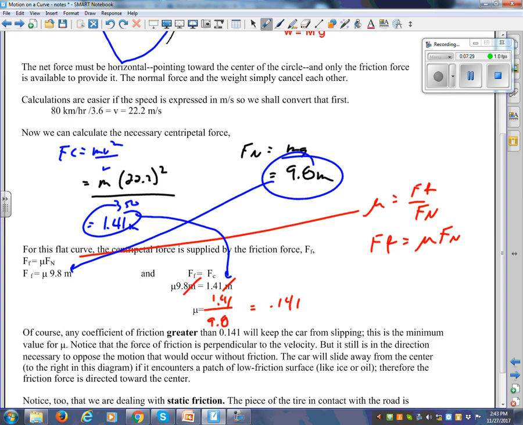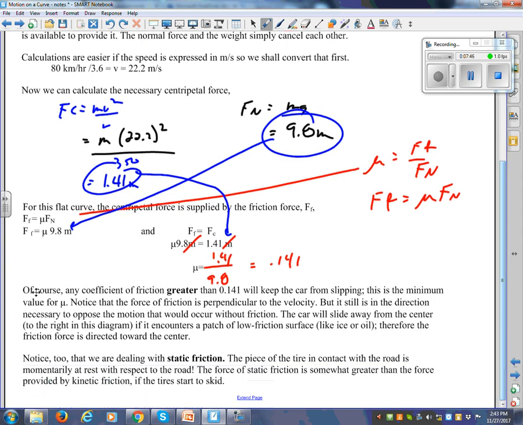If that's the minimum, like if it was 0.1, what would happen? What happens if there's not enough friction as you're on a curve? You slide out. You drift, exactly. Of course, any coefficient of friction greater than 0.141 will keep the car from slipping. This is the minimum value for mu.